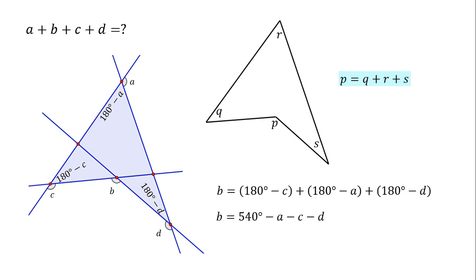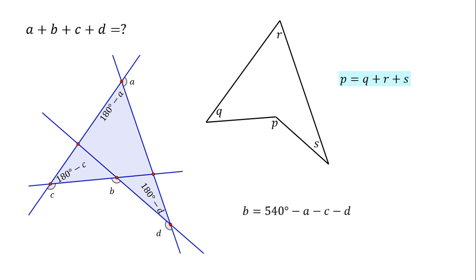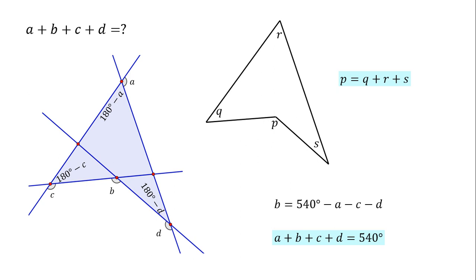Then we have B is equal to 540 degrees minus A minus C minus D. Now, moving negative A, negative C, negative D over to the other side, we must have A plus B plus C plus D equals 540 degrees. So the sum of the four angles is 540 degrees, and this is our final answer.